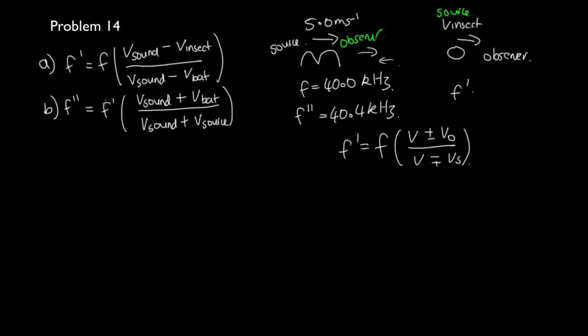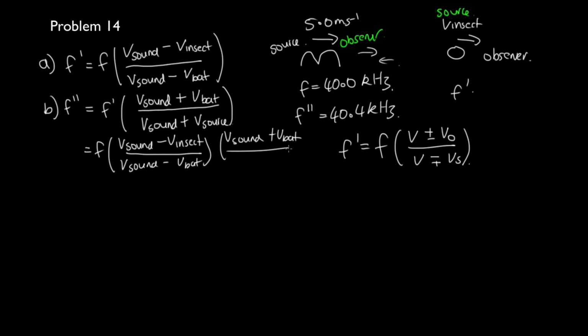And now what we should do is, instead of having this f dash here, which is the frequency of the reflected signal, we can substitute in for f dash from up here, because these two are the same thing. So this is equal to f times (the velocity of sound minus the velocity of the insect) over (the velocity of sound minus the velocity of the bat), times (the velocity of sound plus the velocity of the bat) over (the velocity of sound plus the velocity of the source), which in this case was the insect.